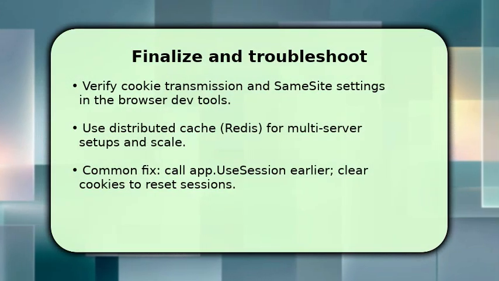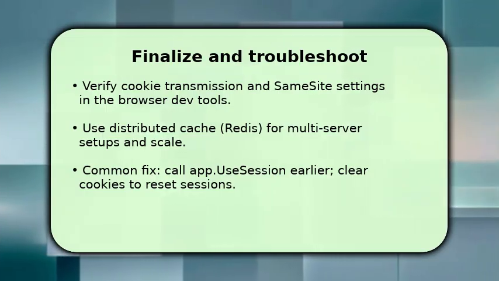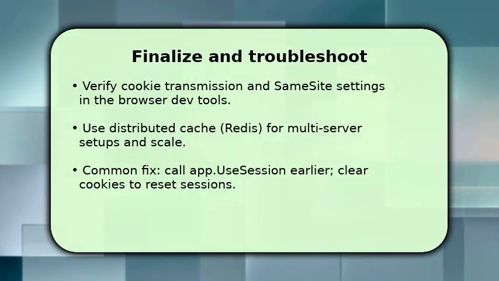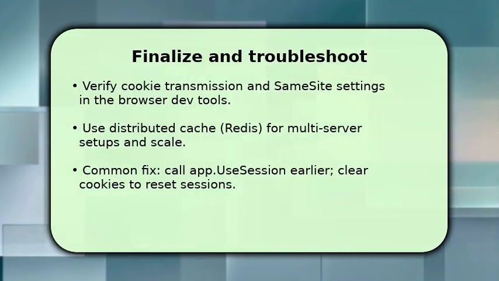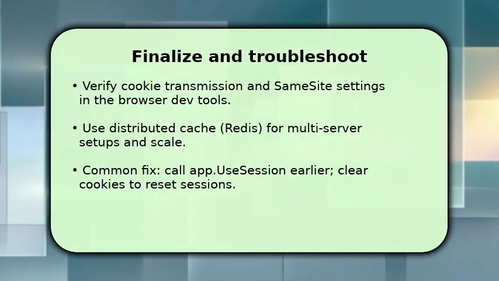To finish, validate end-to-end behavior. Test in a browser, inspect the session cookie, and confirm values persist between requests. For production, replace in-memory store with a distributed cache like Redis so sessions survive scale-out. If things go wrong, clear cookies and restart the app to eliminate stale state.